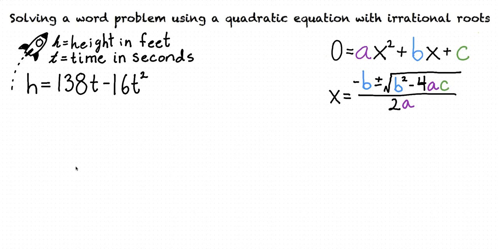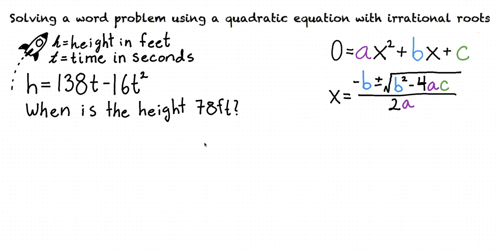Suppose a model rocket is launched with an initial upward velocity of 138 feet per second. The rocket's height, h, after t seconds is given by the following equation. h equals 138t minus 16t squared. Find all values for t for which the rocket's height is 78 feet.